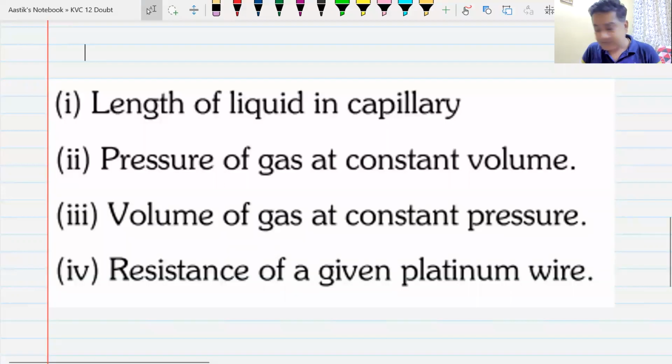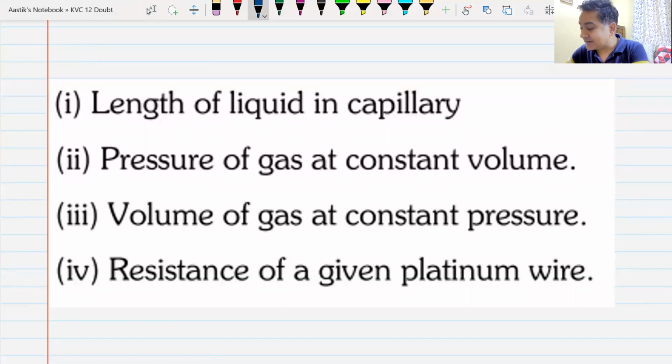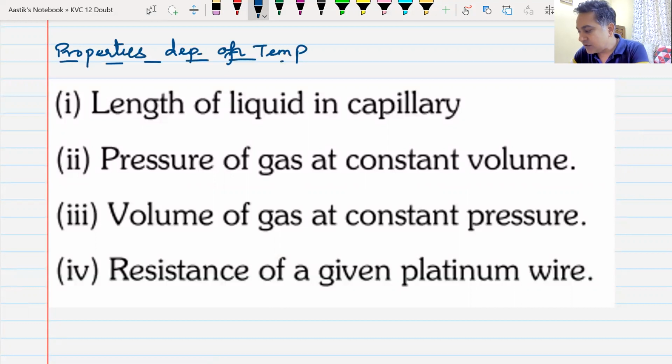Yes. Pressure. So certain properties do change with change in temperature. Properties depending on temperature. Now, you have seen that if you have a liquid and you increase the temperature of the liquid, the volume of the liquid rises. Yes or no? Yes, sir. The volume of the liquid is one property that changes when temperature is changed.